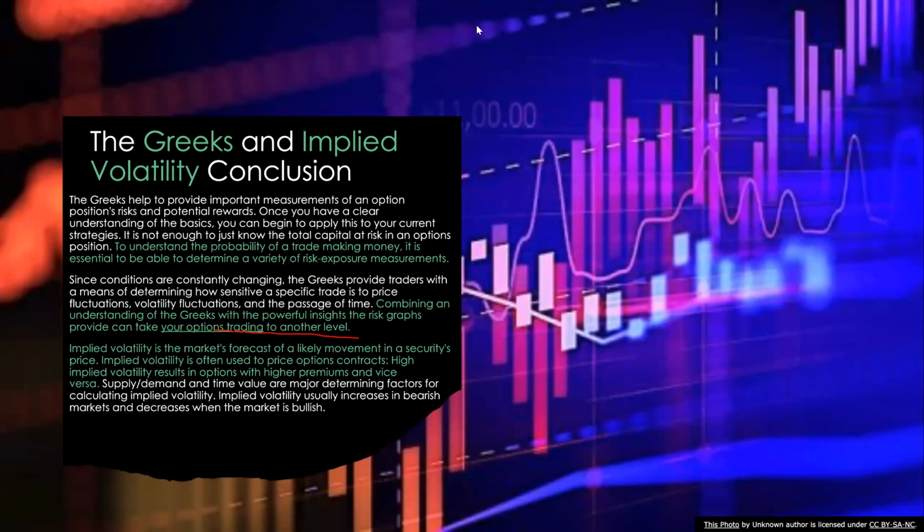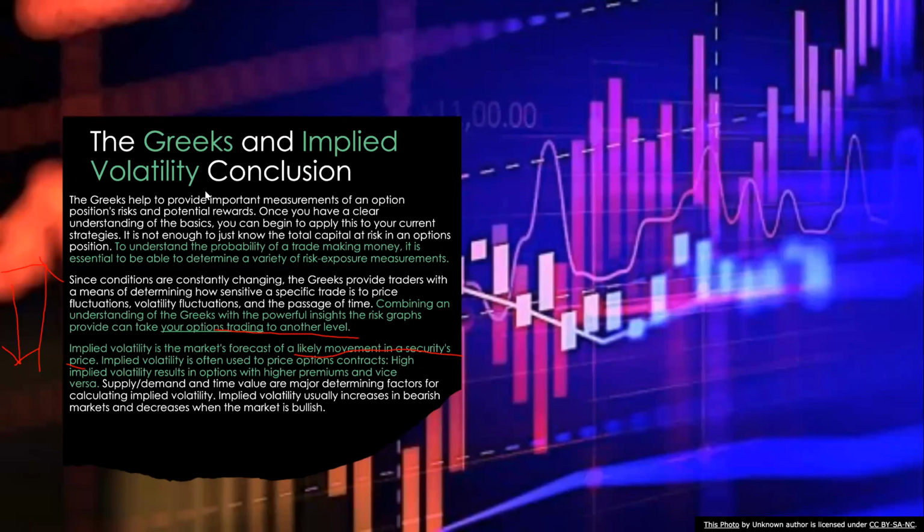Implied volatility is the market's forecast of a likely movement in a security's price, whether it be up or down. Remember, it doesn't tell you which direction. It simply is often used to price options contracts. High implied volatility results in options with higher premiums and vice versa. Supply and demand and time value are major determining factors calculating that IV. IV is usually increasing in bearish markets and decreasing in bullish markets.